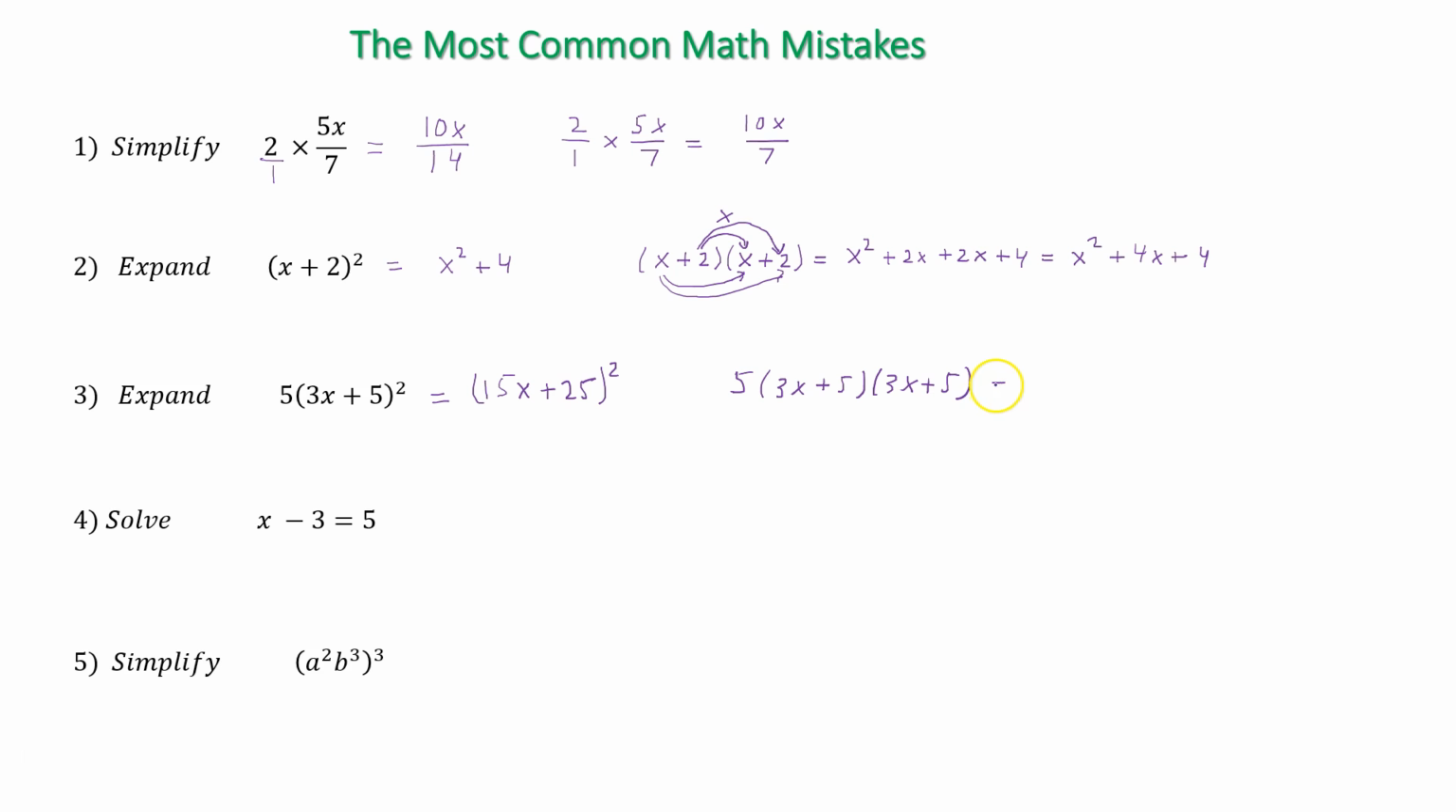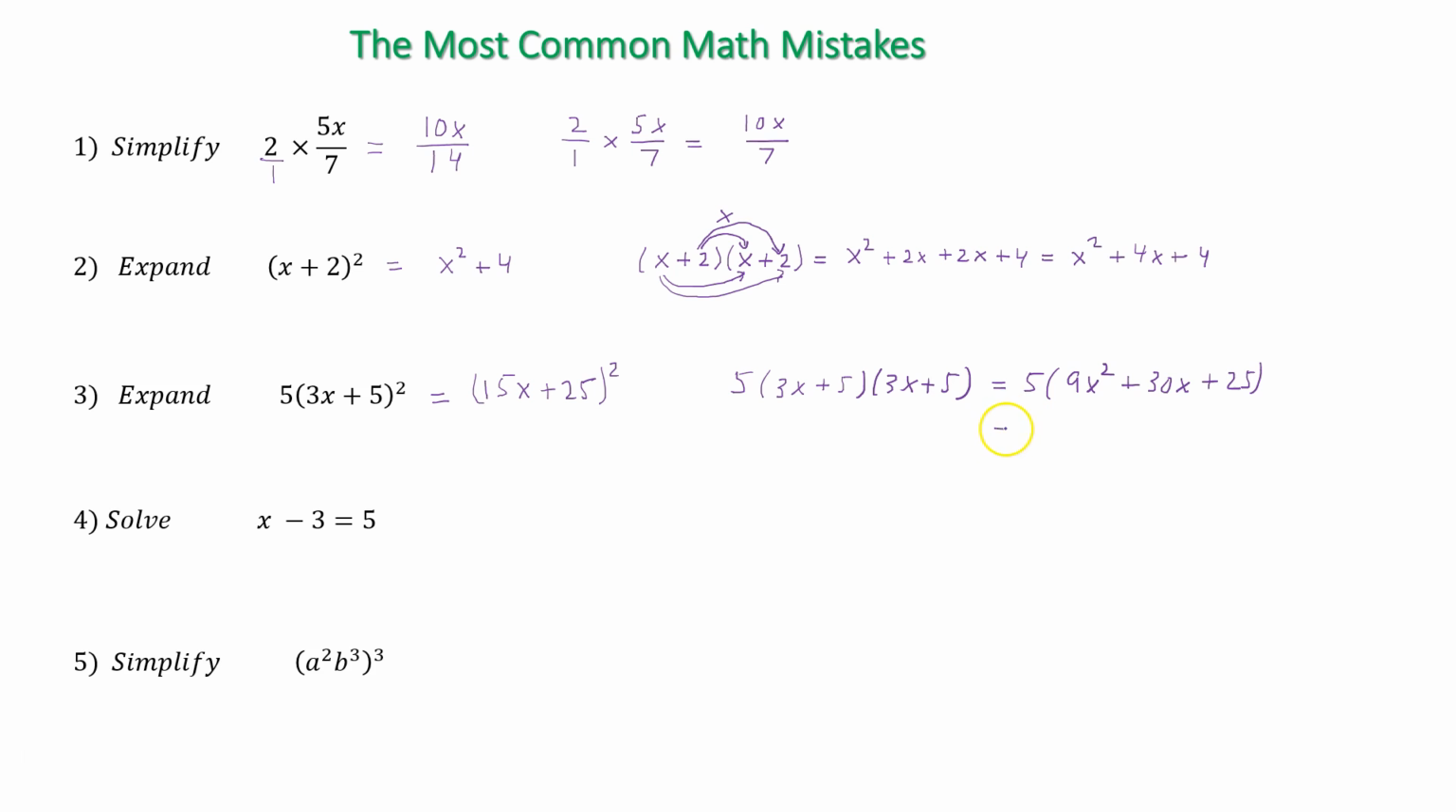So what I'm going to do is I'm going to leave the 5 out, and I'm just going to FOIL these two brackets. So I'm going to get 9x squared. And then I'm going to have, so 3x times 5 is 15, and then 5 times 3x is another 15, so that's going to give me 30x. And then 5 times 5 is 25, so plus 25.